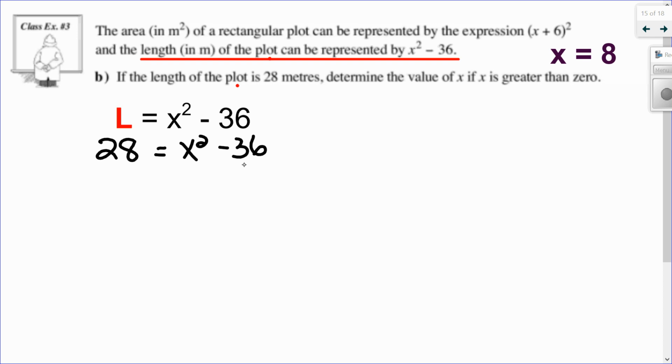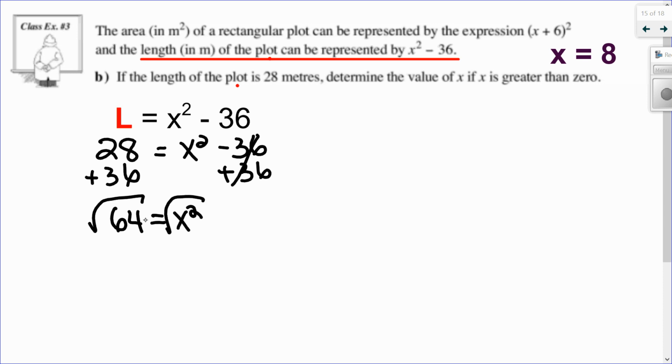Okay, so I have x squared minus 36. So what I'm going to do is add 36 to both sides to get x squared by itself. So that's gone. So 28 plus 36 is 64. And then I take the square root of both sides. Because it is length, I'm only looking for a positive value. So x is equal to 8 meters.